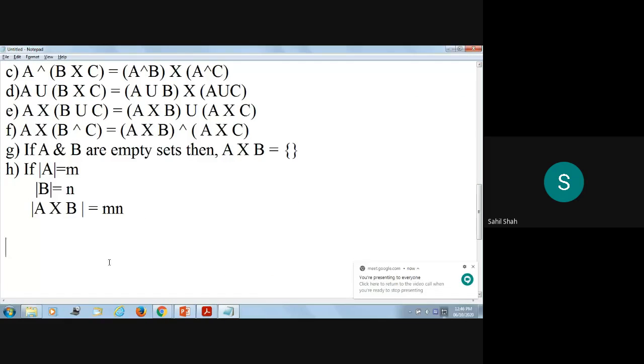Okay. I have quick examples. Only one example. I will not take much time for this Cartesian product because I know that you have learned many things about this during our set theory lectures.